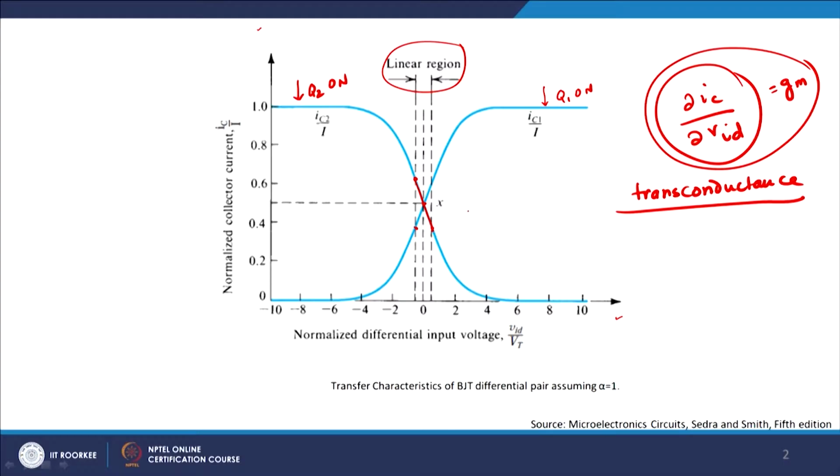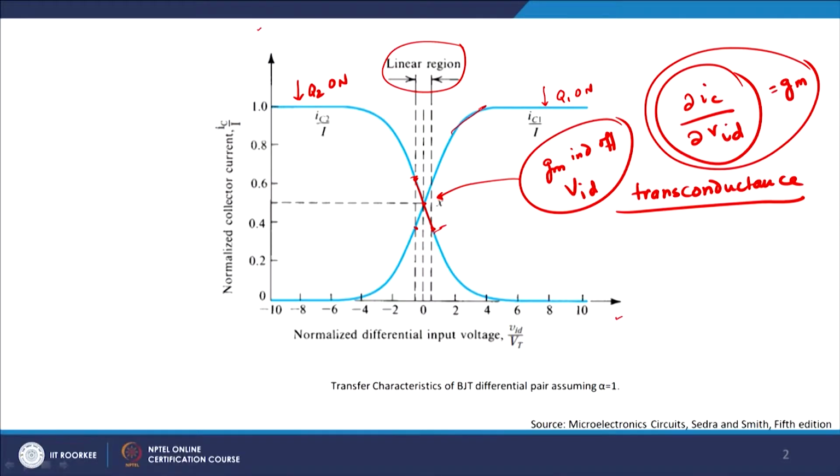And as you can see, this is the region where GM is almost linear and therefore GM is almost independent of VID, right. Which means that at any point you bias your device and give a peak to peak swing between this point and this point, you would expect to see your GM to be almost constant and therefore gain to be almost constant, and the highest gain also you will get here.